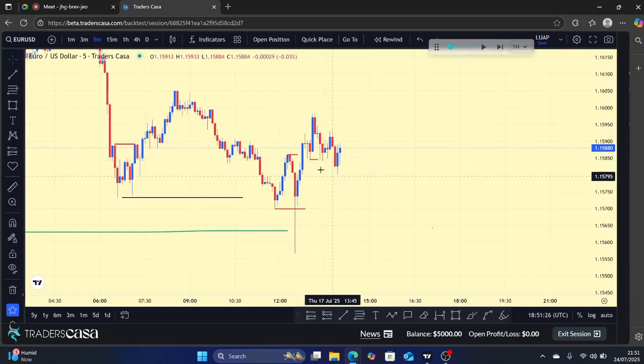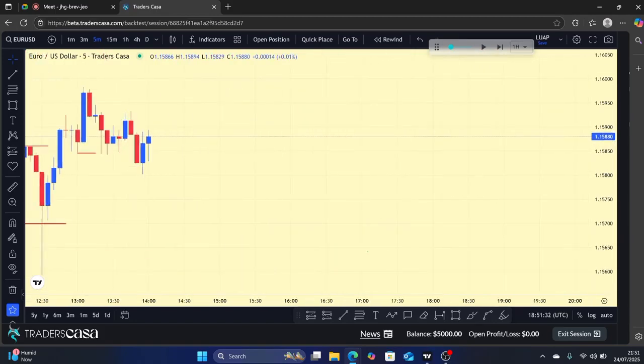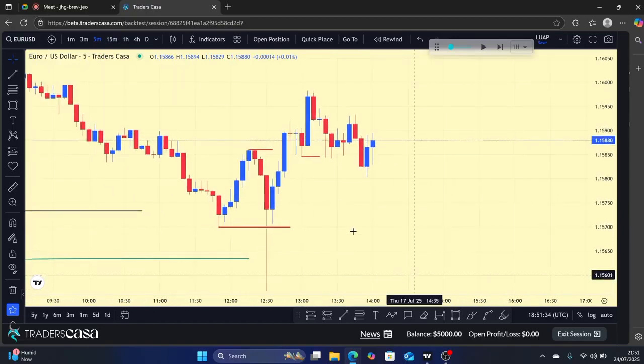So right here you can clearly see this is the inducement, and in this case this is not a valid strip. Let me zoom so that you can clearly see this is not a valid strip. I said for the candle that strips the inducement, we need to see that price does not close below that low, and you can clearly see this bullish candle closed below that low, so that's not a strip.